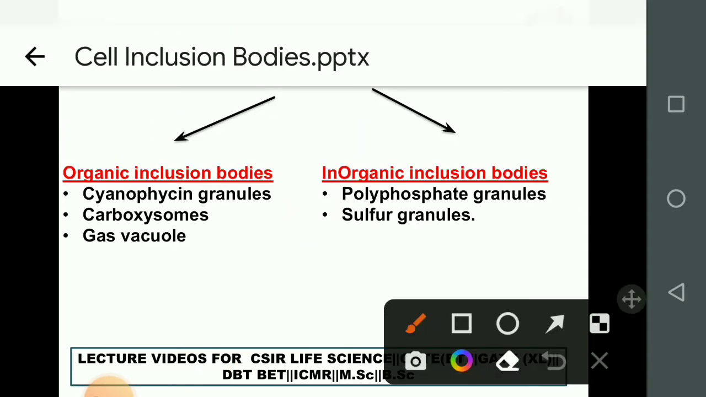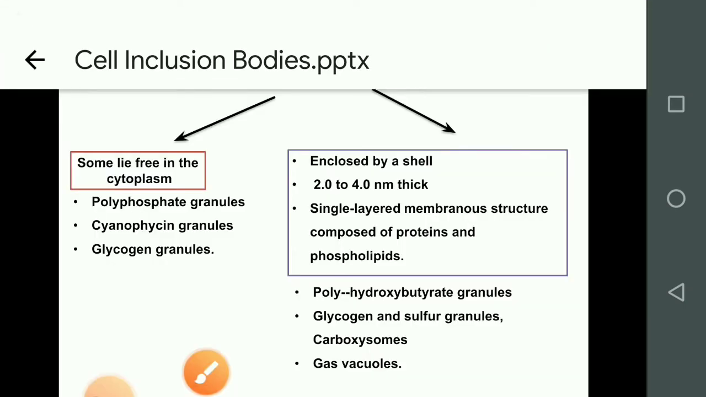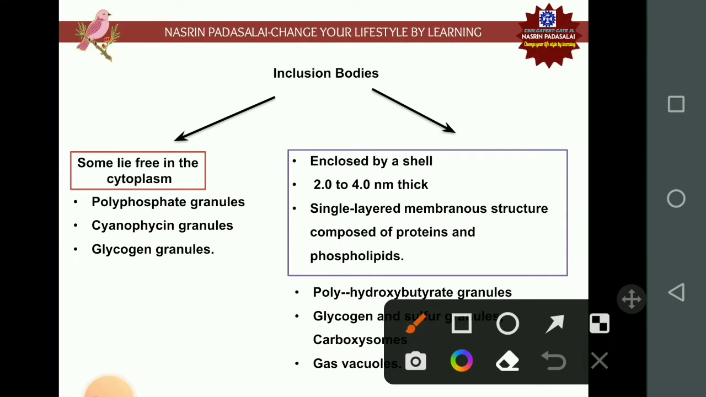So next is regarding the classification of inclusion bodies. Inclusion bodies are classified into organic inclusion bodies, if the substrate present is organic in nature, and inorganic inclusion bodies. Examples of organic inclusion bodies include cyanophycin granules, carboxysomes and gas vacuoles, whereas examples of inorganic inclusion bodies include polyphosphate granules and sulfur granules.